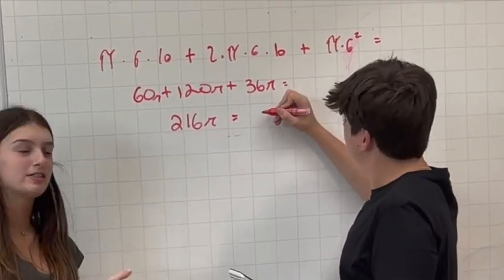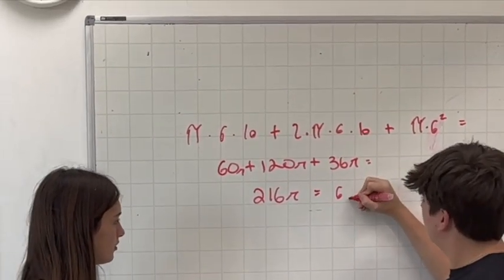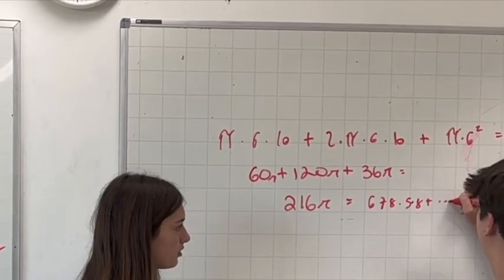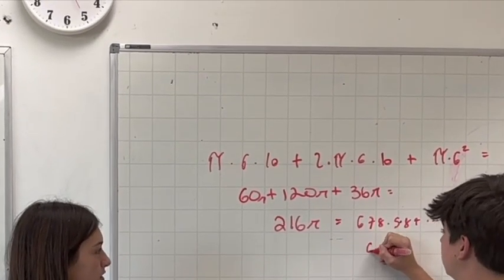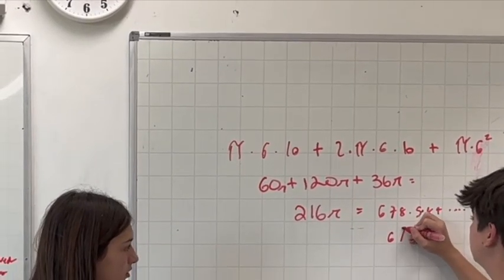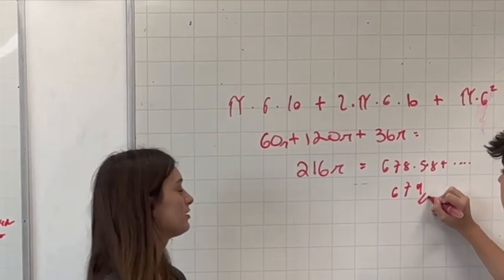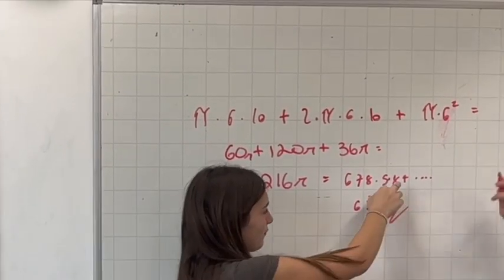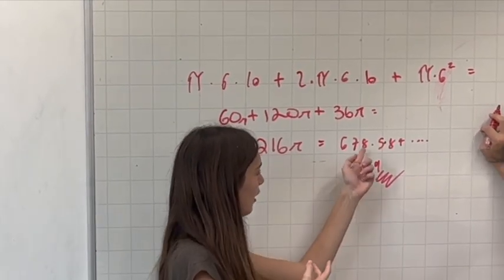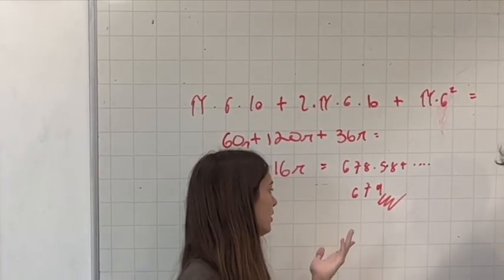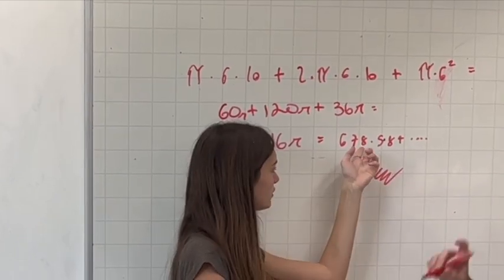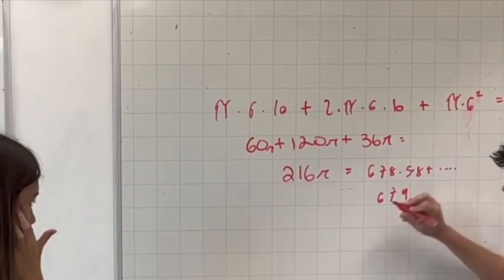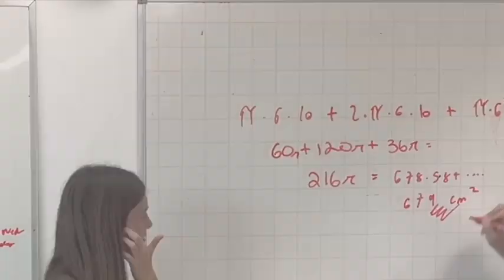you put 216 times pi on the calculator. It's 678.584, and so on, which is just 679. Since it's 3 significant figures, you look at the first 3 numbers, and if the next digit is 5 or more, you round the third significant figure up. If it's not, it would stay 8. Perfect. And since it's 5, it turns into a 9. So guys, remember in the test, 679 centimeters squared.